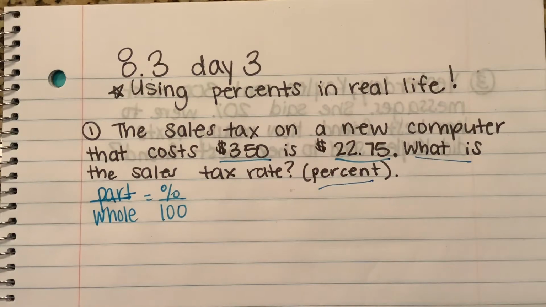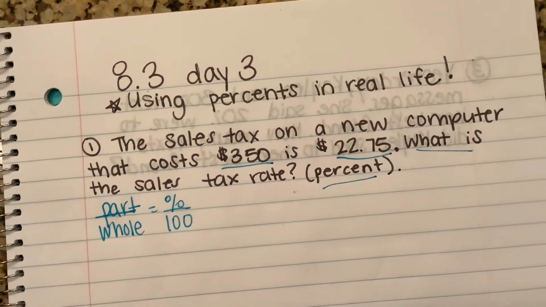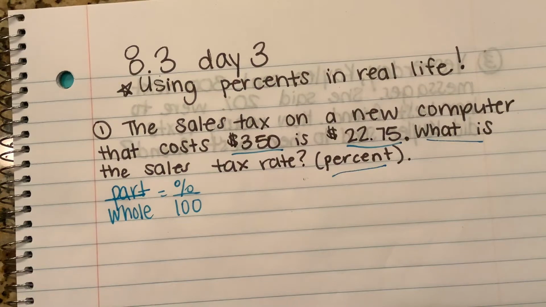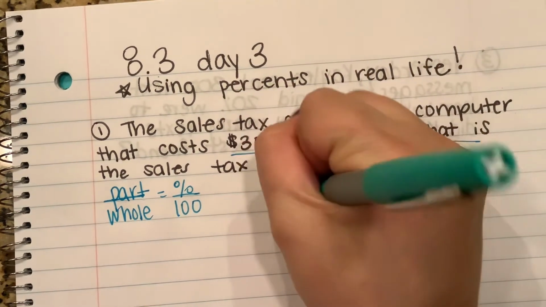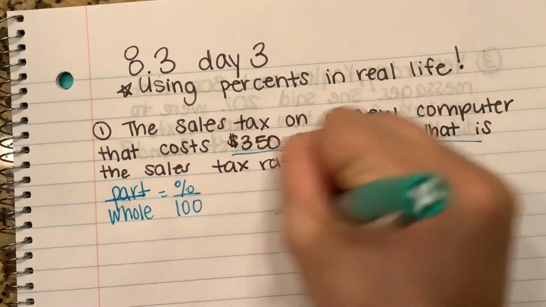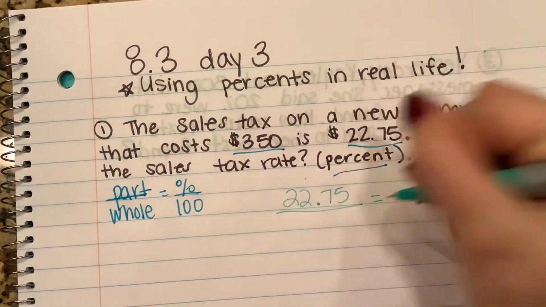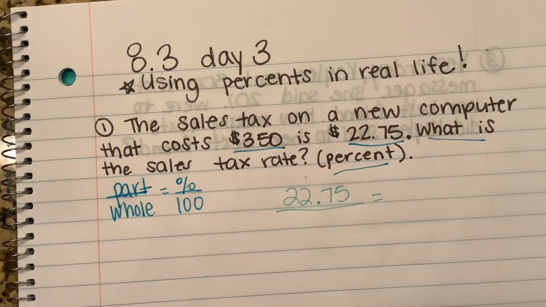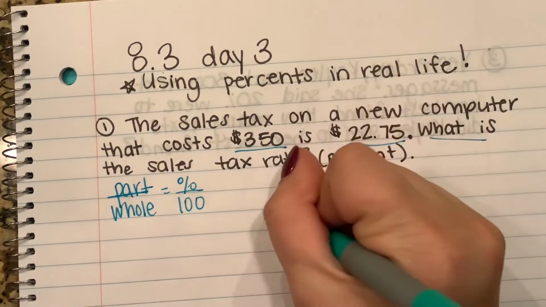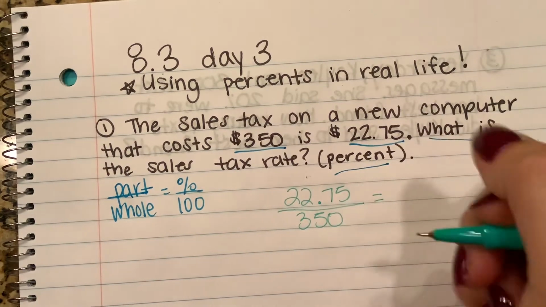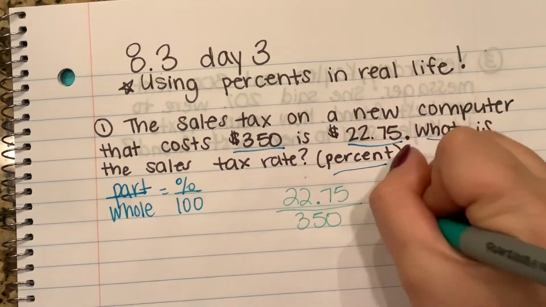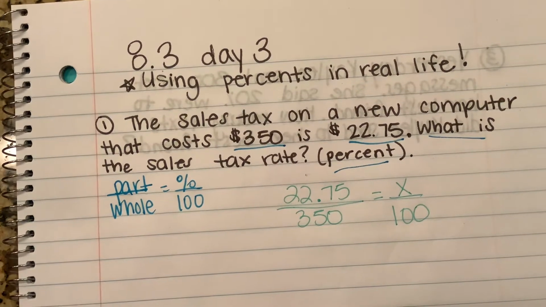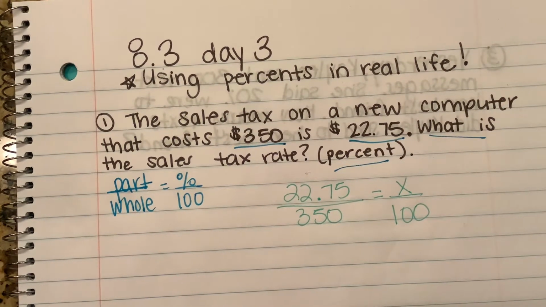So let's go ahead and start plugging in the numbers that we can. Okay, so our part is going to be $22.75, and we are talking in terms of dollars, but I don't need to write down the dollar sign because I'm going to multiply anyway. And then my whole is $350. And I'm searching for my percent, so that's going to be my X over 100. Okay, here's my proportion. Now I do have a decimal, and that's totally fine. Just remember when you're plugging this into your calculator, please account for that decimal. Make sure you actually put it into your calculator.